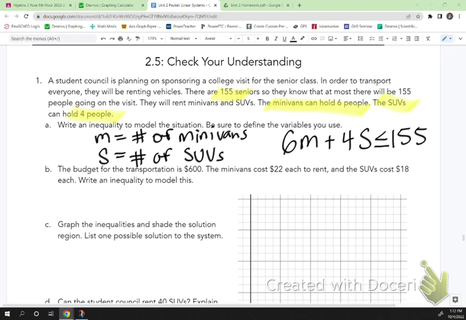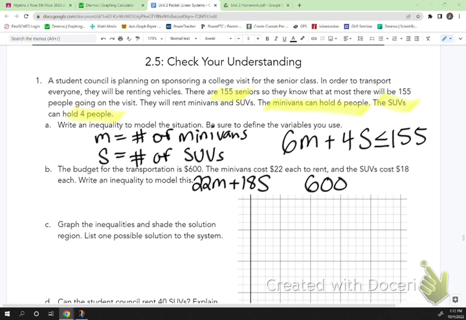The budget for transportation is $600. The minivans cost $22 each to rent. The SUVs cost $18. Write an inequality for this. Again, do we know the total? Yeah. 600. I'm going to use M and S again. So I know that it costs $22 for the minivan, $18 for S or SUVs.